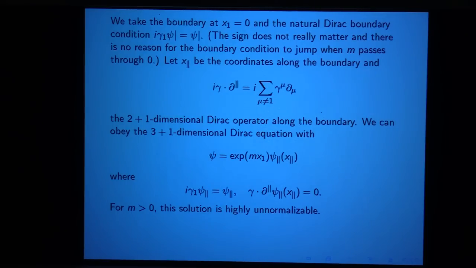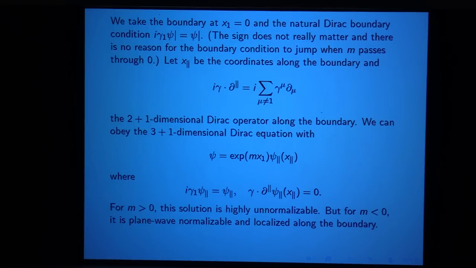The interesting solution has an exponential dependence on x1, with the mass being the exponent. And then it multiplies some function of the boundary coordinates, which I'm calling x parallel. And this boundary function obeys i gamma 1 psi equals psi everywhere, not just on the boundary. So in particular, it obeys the boundary condition. And it obeys the boundary Dirac equation.